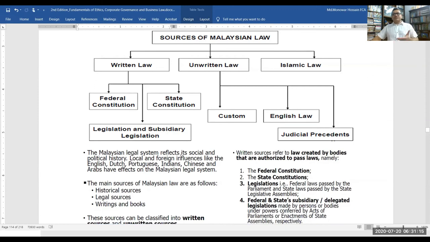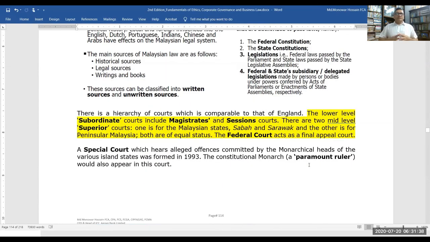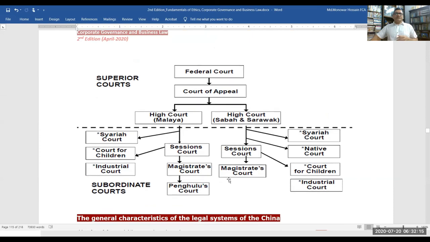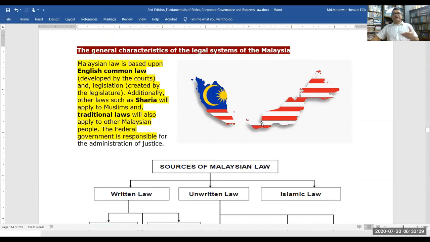If you see here, the sources of Malaysian law are some written, some unwritten. Written: the federal constitution, state constitutions, legislation, subsidiary legislation; and unwritten: customs, English law, judicial proceedings. And if you see the lower level, the subordinate courts include magistrates and the Sessions Court. There are two mid-level superior courts, one for each part of Malaysia. The Federal Court acts as the final appeal court. So look here, the Superior Court of Malaysia is highest in the Federal Court. Basic summary of the general characteristics of the legal system of Malaysia.